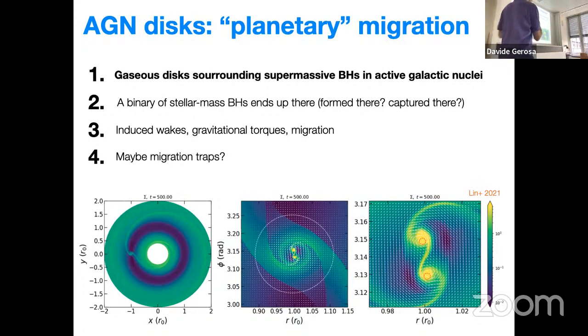I'm not too much of an expert here, but the key phenomenon is that the binary forms wakes gravitationally, so you basically shed angular momentum from the binary onto the disk, shrinking the binary a bit. So that's another potential mechanism to boost the rates of binary black hole mergers. And there are interesting things called migration traps, where one black hole can get stuck in the migration of the disk, and then another black hole can be brought to that location, basically.